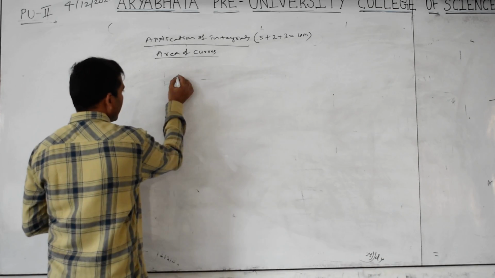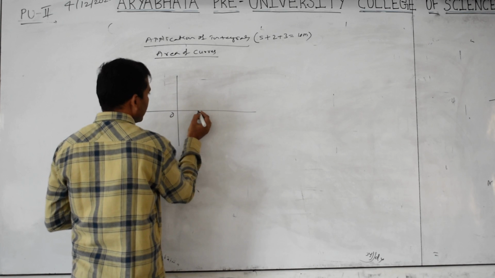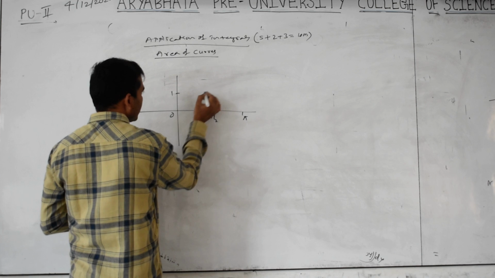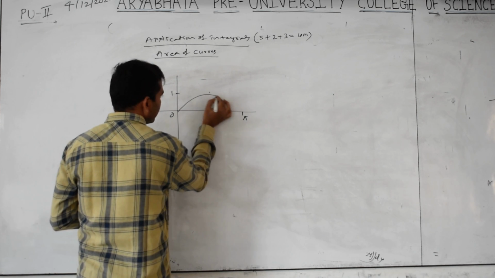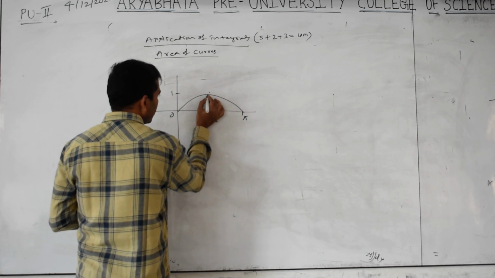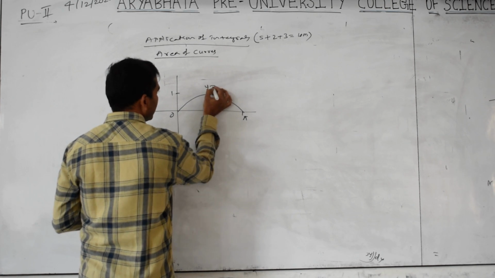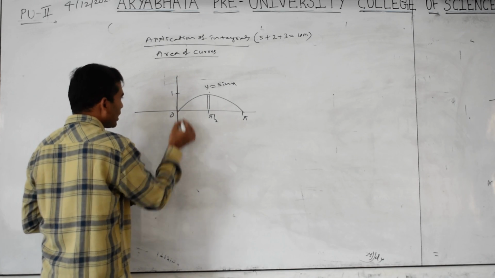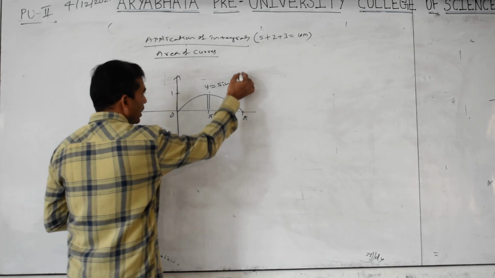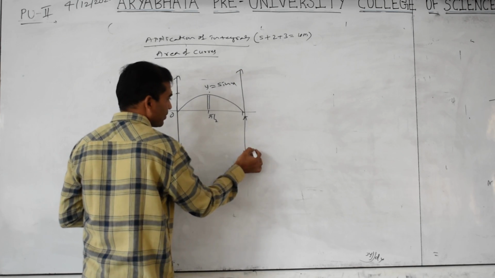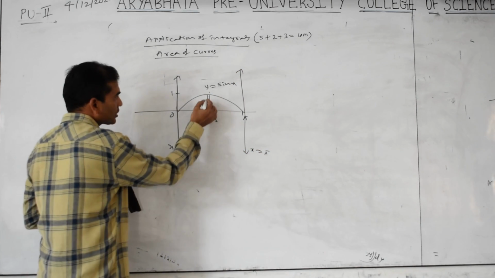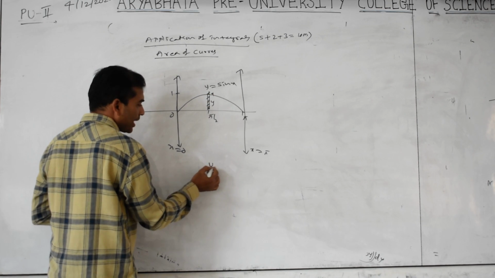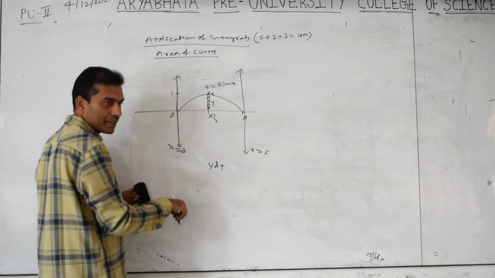See, the sin x graph: take 0 here, pi by 2, pi. Sin 0 is 0, sin pi by 2 is 1, sin pi is 0. So this area we should find. What is the name of this function? y is equal to sin x. What are the limits here? It is bounded by x is equal to 0 and x is equal to pi. Now I am going to take small strips. This length is y, this is dx. So y dx is the area of the small strip.